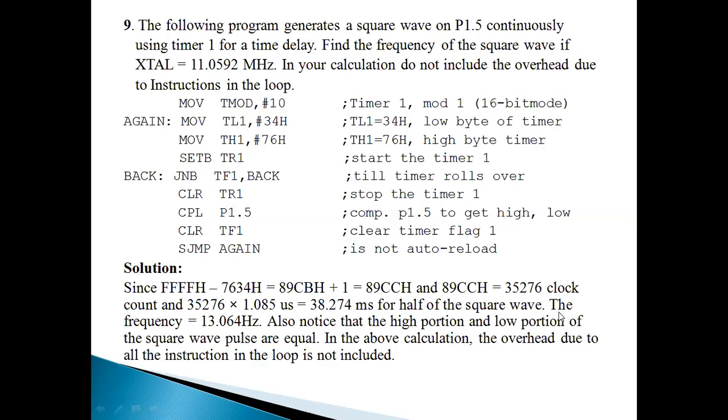Then to get the frequency, we have to calculate it as 1 divided by 38.274. Okay. So this is the answer that we got. Here we are not multiplying it by 2 because the high portion and the low portion of the square wave pulse will be equal. Therefore, the frequency will be the same.